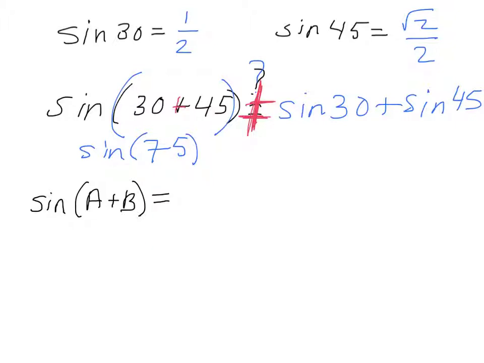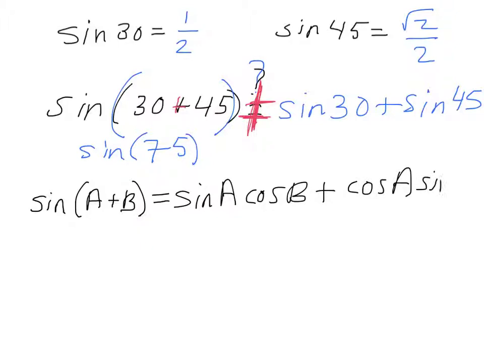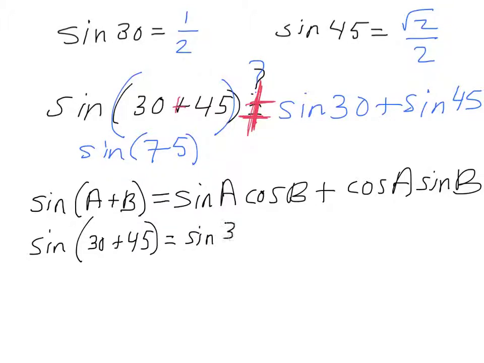For this case, sine of A plus B, you're going to see that it's sine A cosine B plus cosine A sine B. Normally I'd show you where a formula like this comes from, but it's a pretty lengthy derivation and it's beyond the scope of this course. So just accept that this is the formula, and now let's see how to use it. So in the case of the sine of 75, which is 30 plus 45, it's going to be sine of 30 cosine of 45 plus cosine of 30 times sine of 45.